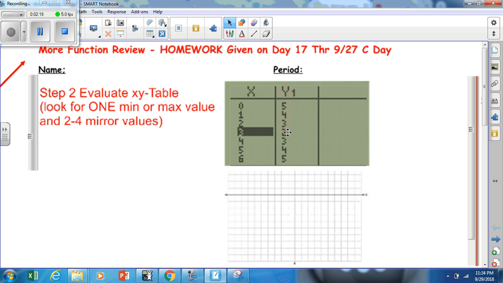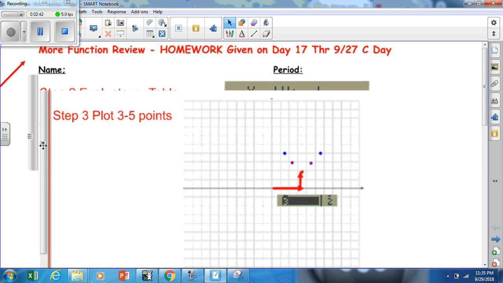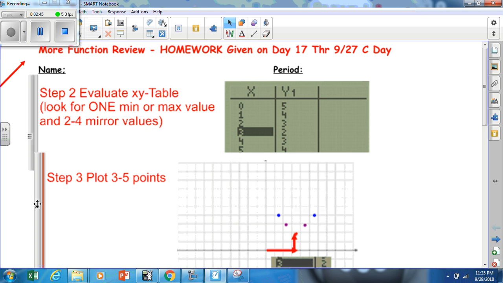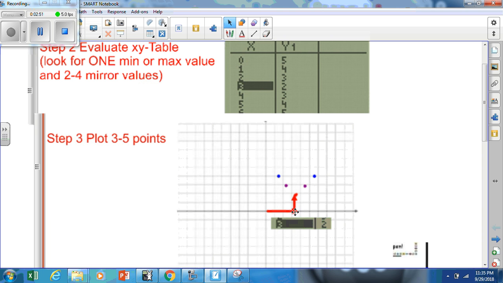And then I want to get 2 to 4 mirror values. Sometimes I call them cousin values. And what that looks like is this. If I am starting at 3 comma 2, I'm right about here. But then if I go 2 comma 3, that is roughly right here. If I do 1 comma 4, that is roughly right here. If I do 4 comma 3, that is roughly right here. And 5 comma 4 is roughly right here. All that leads me to an image that's very similar to this.